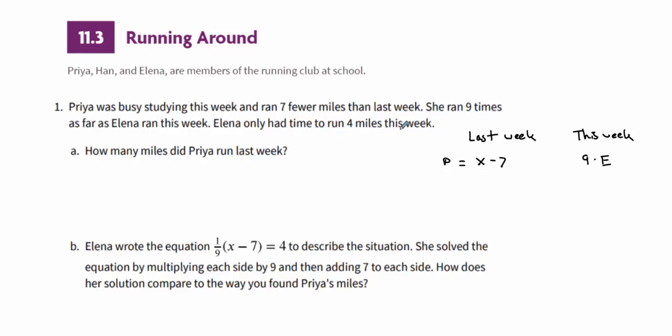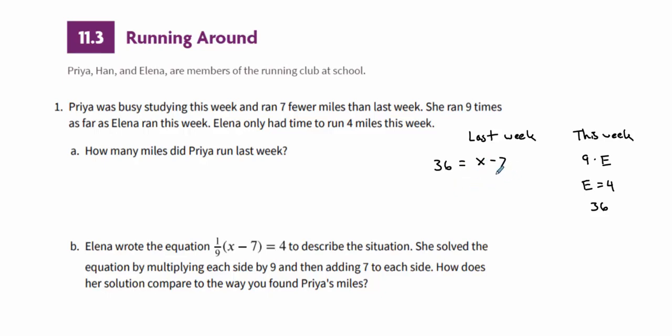Elena only had time to run 4 miles this week. So Elena ran 4 miles this week. So this week, 9 times Elena, 9 times 4 is 36. So Priya ran 36 miles, a total of 36 miles, which is 7 fewer than she ran last week.